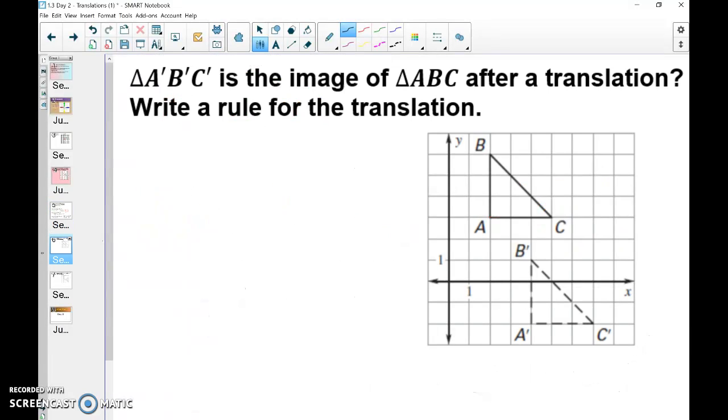Moving on to the last two problems. I'm going to do the first one with you. You guys are going to try the second one. This first one says A prime, B prime, C prime is the image of ABC after a translation. Write a rule for the translation.